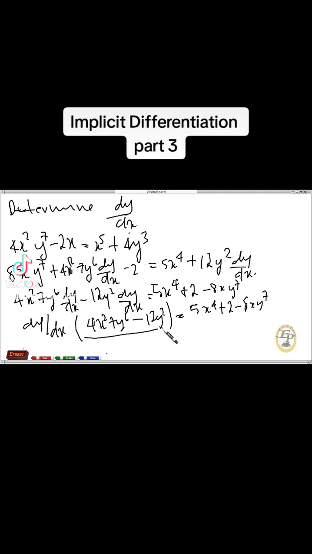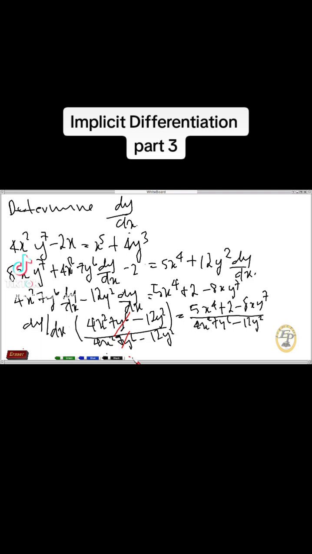Now I'm going to divide both sides by 4x squared 7y to the 6 minus 12y squared. What I do on the left I also do on the right. 4x squared 7y to the 6 minus 12y squared. So this will cancel this.